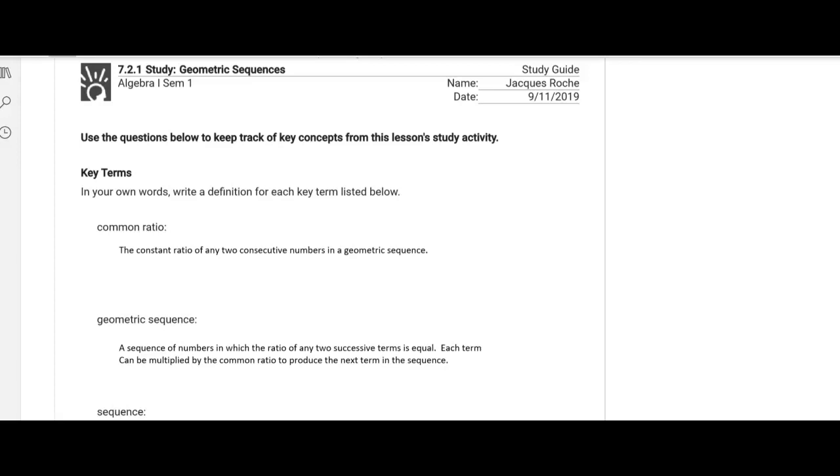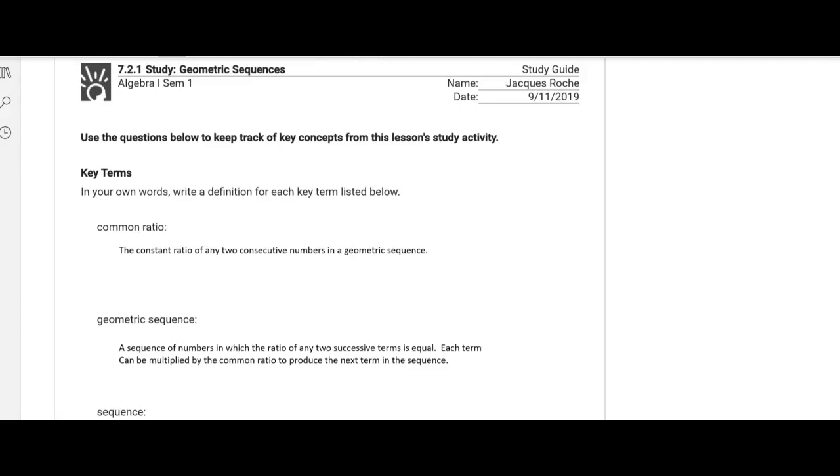Okay, 7.2 is on geometric sequences. It's a little different than what we did with the arithmetic sequences, but similar at the same time. We're going to see recursive and explicit come up again, but we're going to write them slightly different.